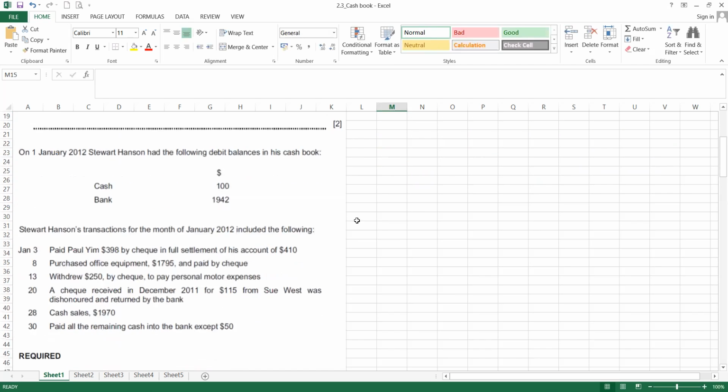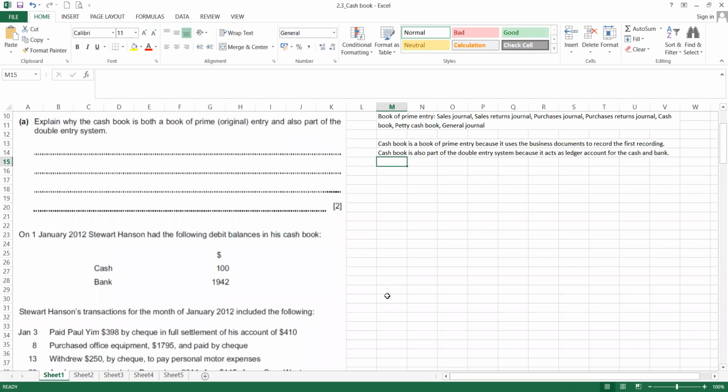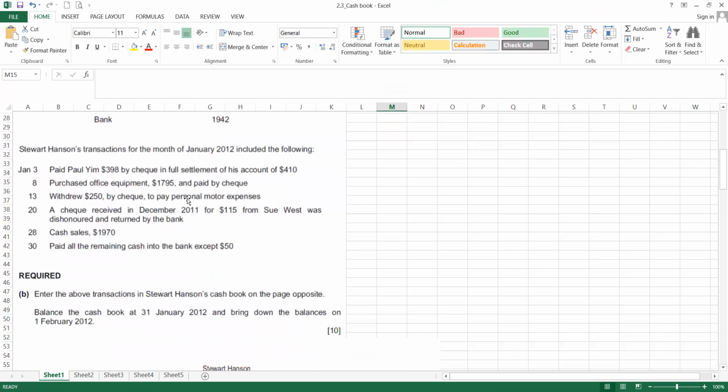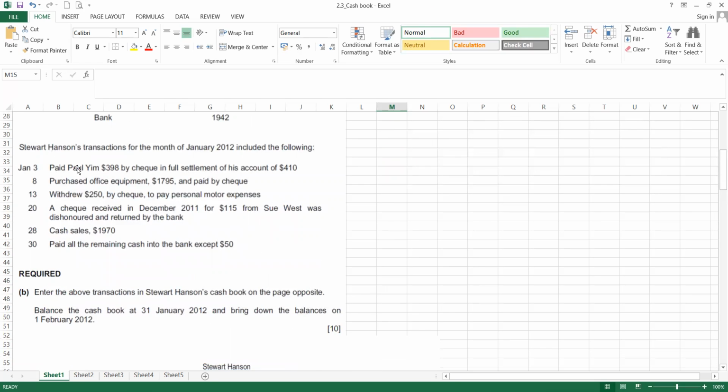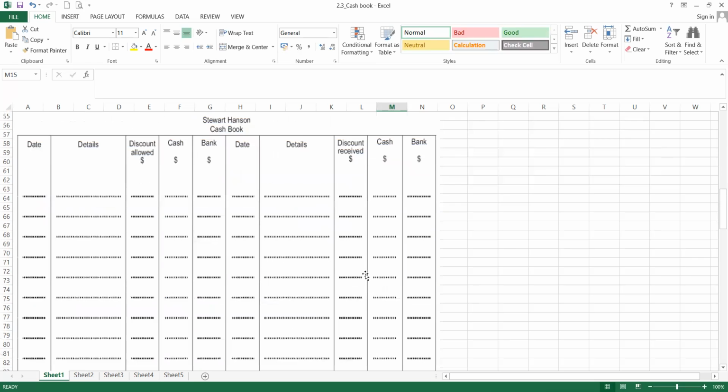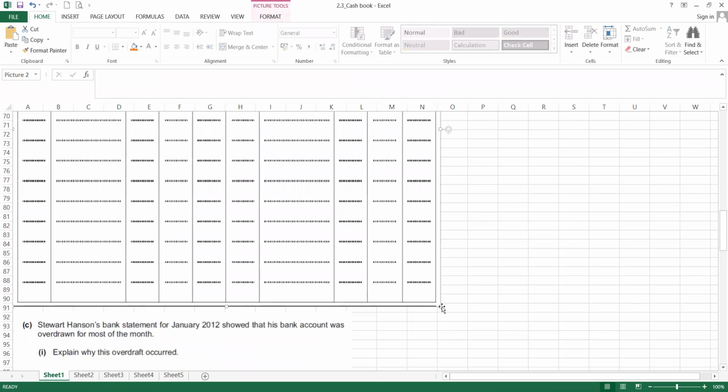Next, on 1st Jan 2012, Steve has the following. So this is the opening balance. And January 3rd, this is a transaction. Let's see what other question they ask. Okay, they asked to prepare the cash book. So let's prepare the cash book first, the format.